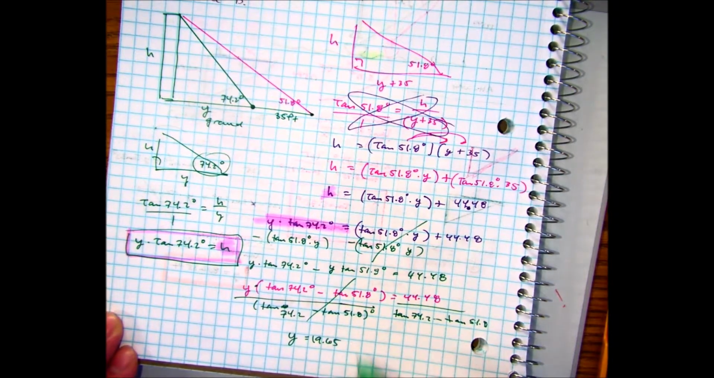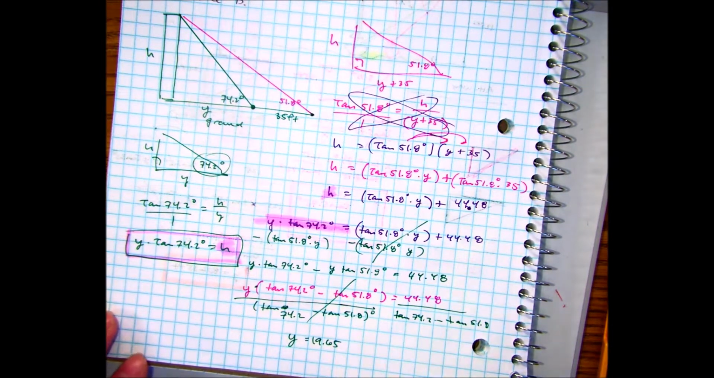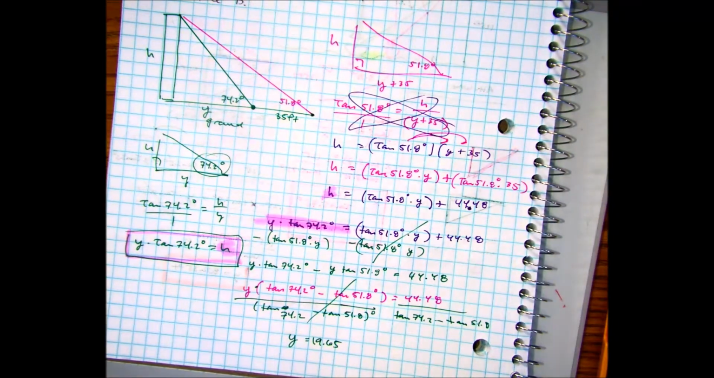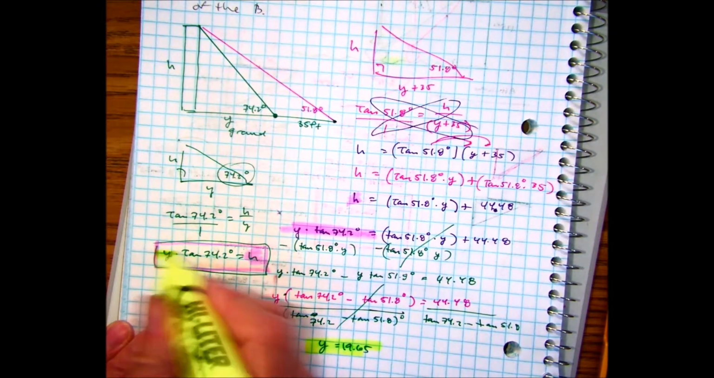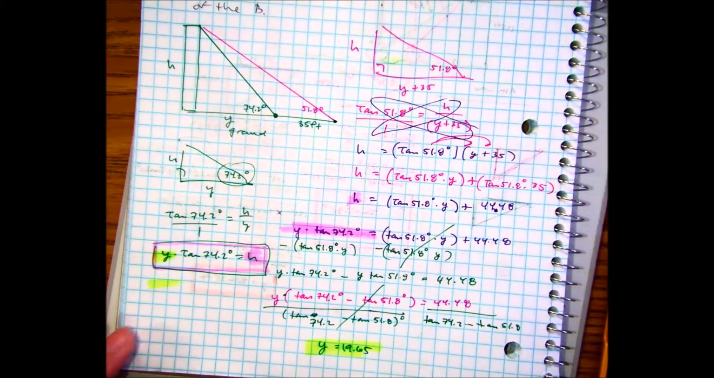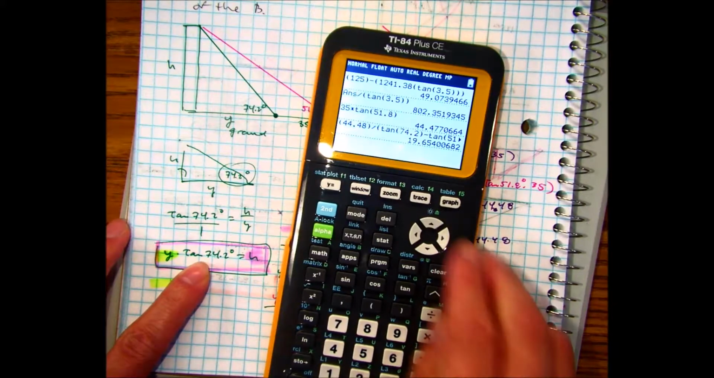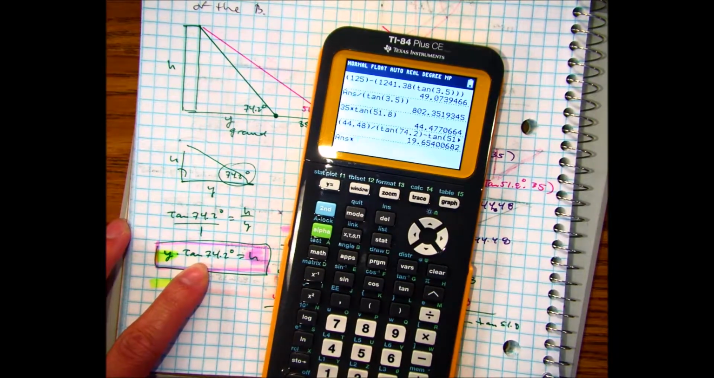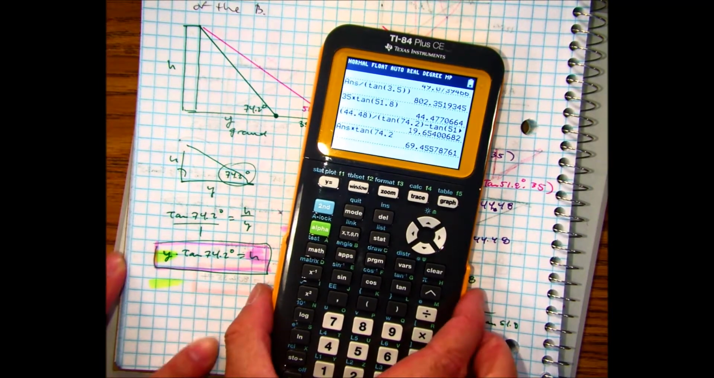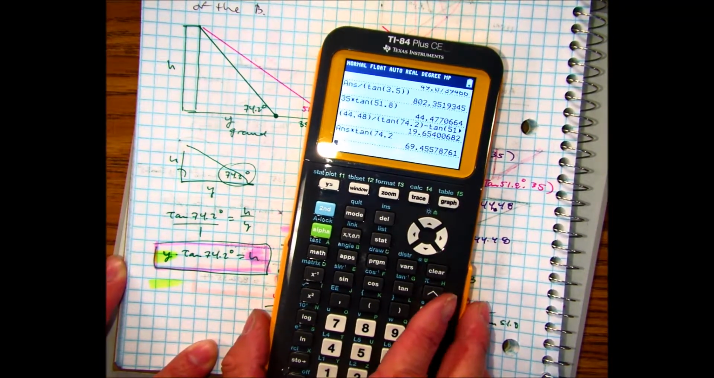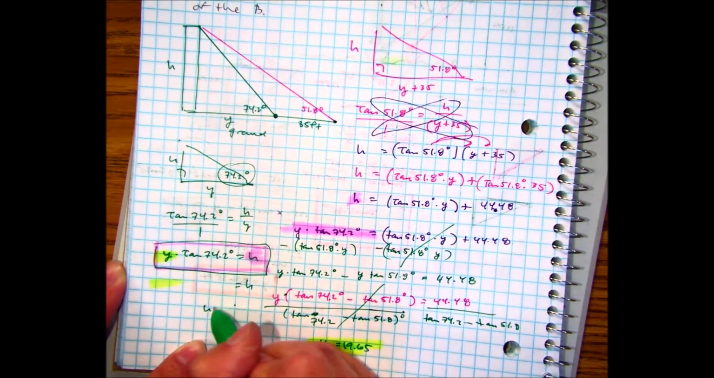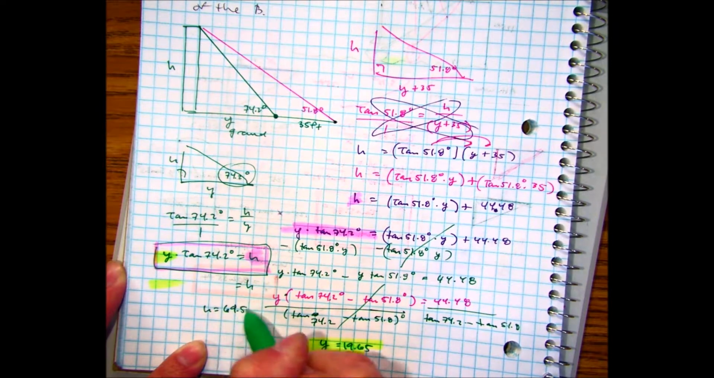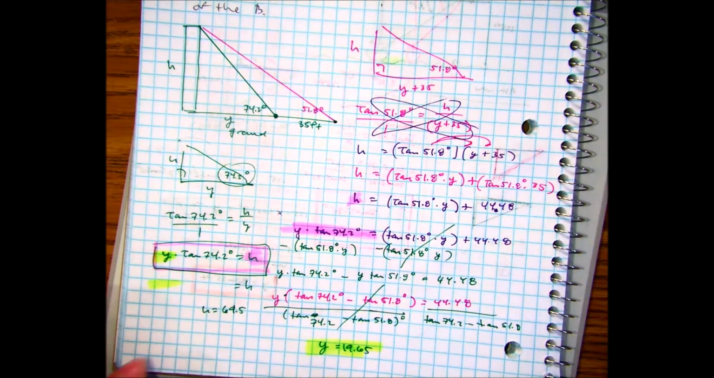Now class, is 19.65 the height of the building? No, it's not. You take it over here and multiply by tangent of 74.2. Raise your hand if you got about 69.5. So our height is approximately 69.5 feet, and that is the ultimate answer.